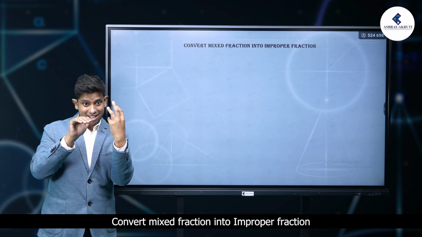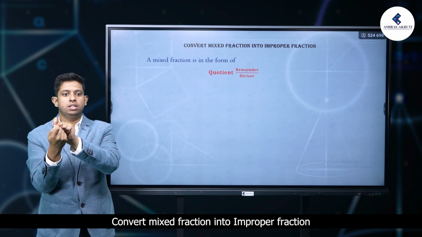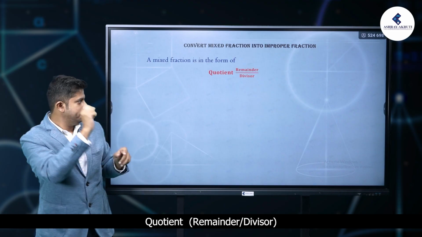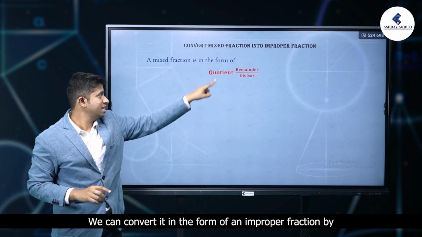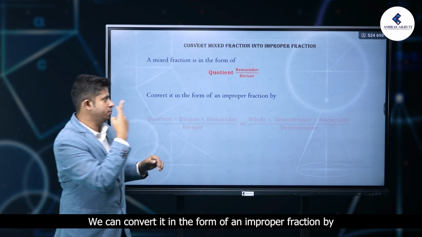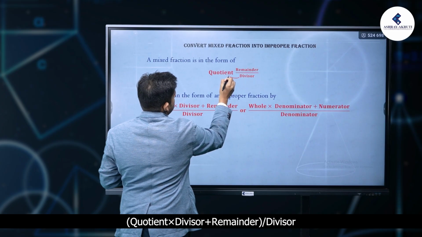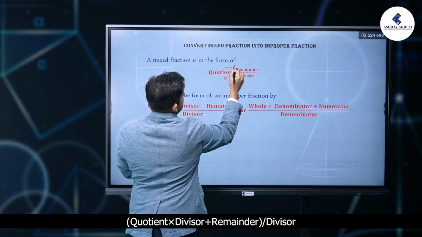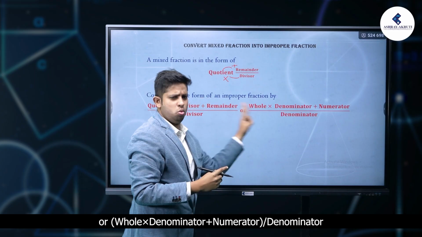Convert a mixed fraction into an improper fraction. A mixed fraction is in the form of quotient and remainder by divisor. We can convert it into the form of an improper fraction by quotient into divisor plus remainder by divisor. Or whole into denominator plus numerator by denominator.